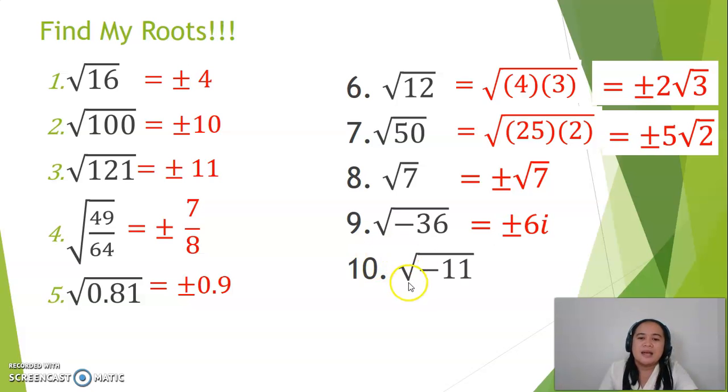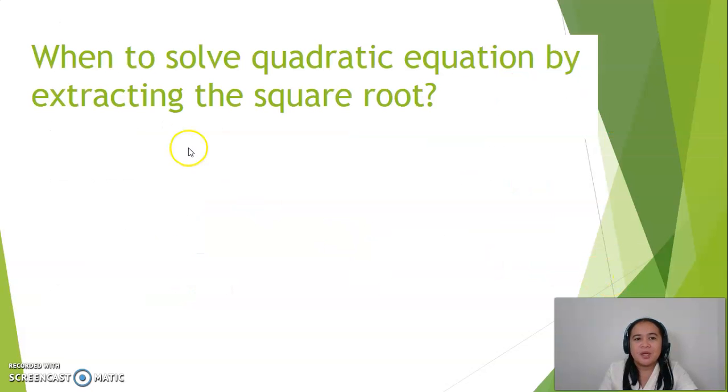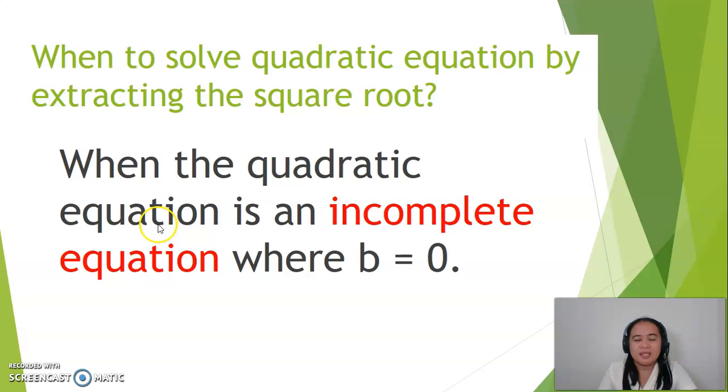Another example, square root of negative 11. So in this case, it's still negative. And 11 is not a perfect square, so the result will be positive and negative square root of 11 i. Question. When to solve quadratic equation by extracting the root? So we can do this if the quadratic equation is an incomplete equation where b is equal to 0. So it means if the linear term is not given, we can use extracting the square root.